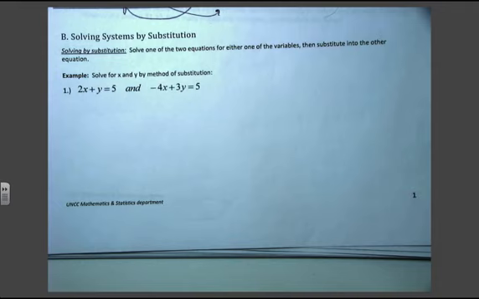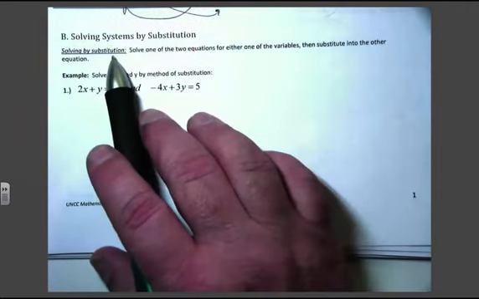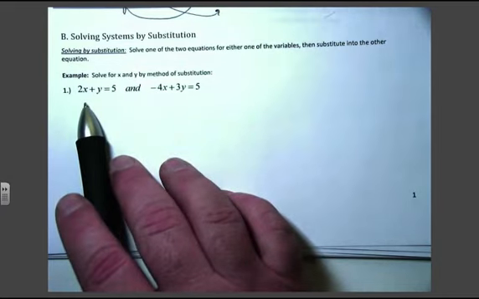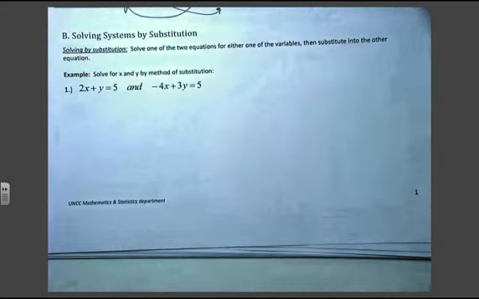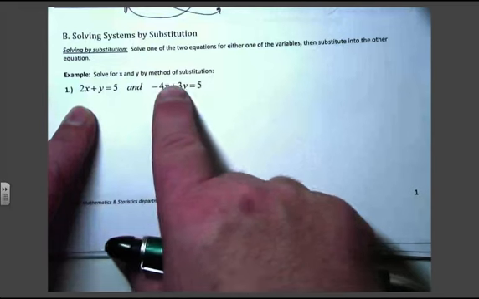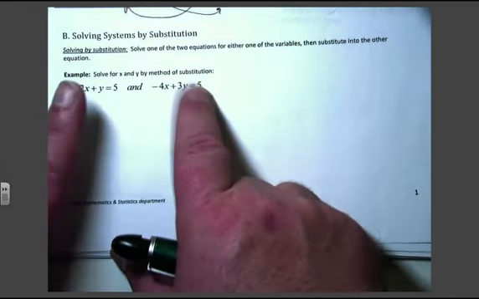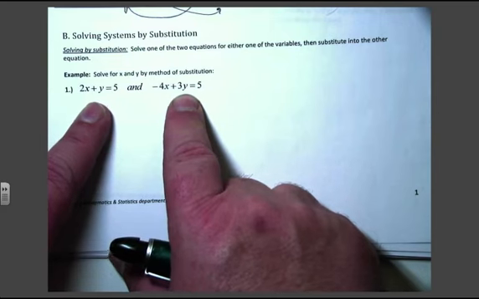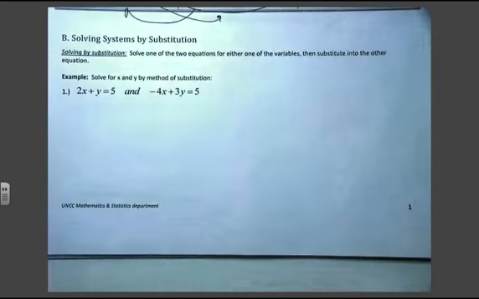Well, this one, they're asking me to do the substitution method. The substitution method is a method of taking one equation, solving for one variable, and plugging it into the other equation. Because you can only solve an equation in terms of one variable. Does that make sense? So I've got to rewrite my equations with just one variable in it. Right now I've got two variables. I've got 2x plus y equals 5 and negative 4x plus 3y equals 5. Now with these two equations, I'm going to pick the easiest equation and solve for one of the variables. Which is the easiest variable to solve for, and in which equation?